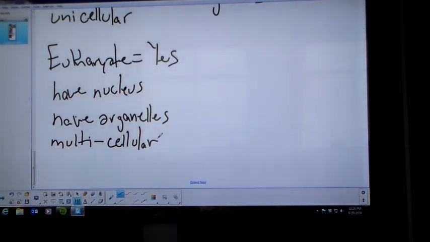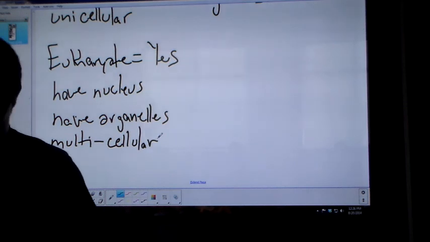Now, the prokaryotes are said to be the first cells, and the eukaryotes are said to have come after the prokaryotes. Prokaryotes, very simple. Eukaryotes are more complex. Okay? That's it. Section 1 is finished.